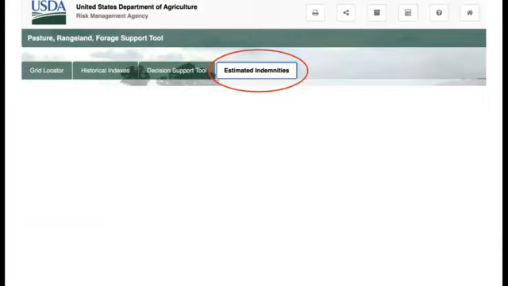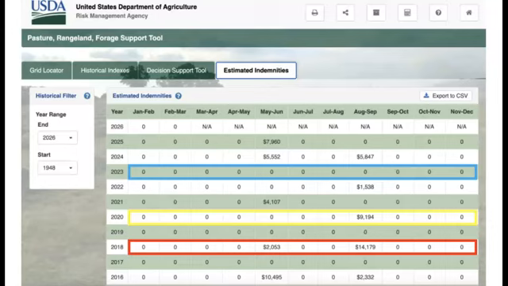We will now navigate to the Estimated Indemnities tab to the right of the Decision Support tool. This table shows the estimated PRF indemnity payments that would have been triggered in each year based on the coverage intervals selected by the producer. Each row represents a year. Each column represents one of the 11 PRF intervals.